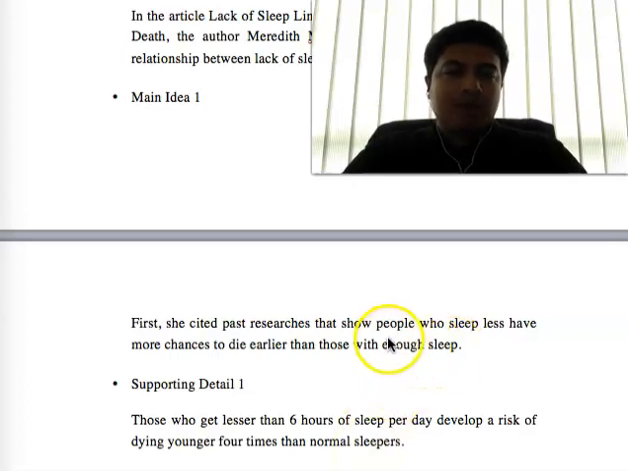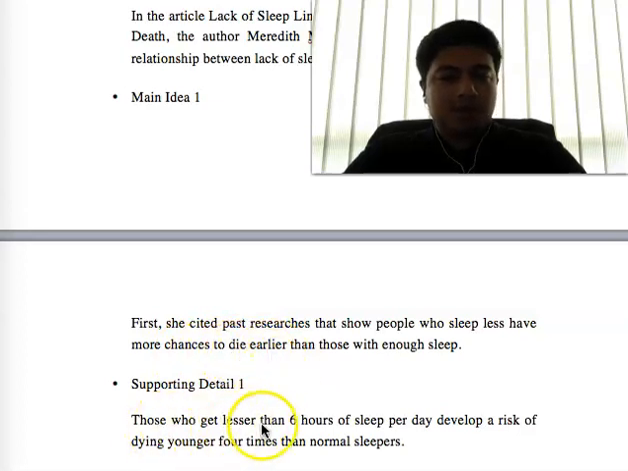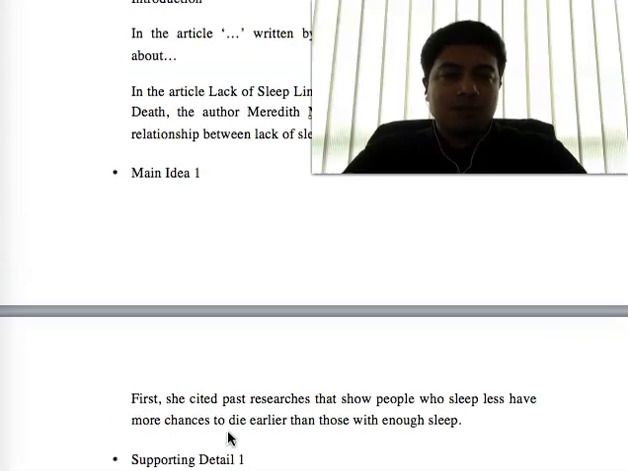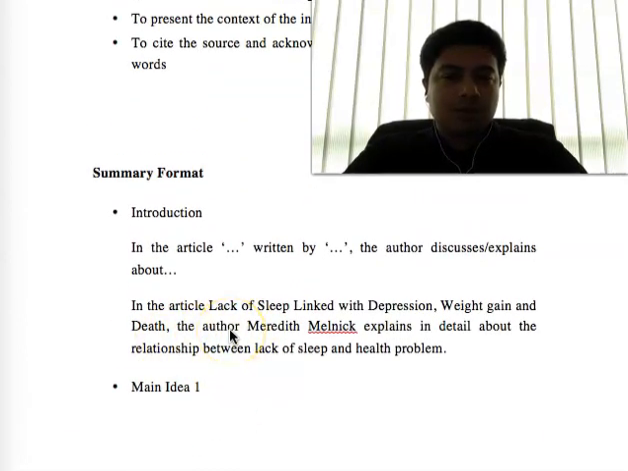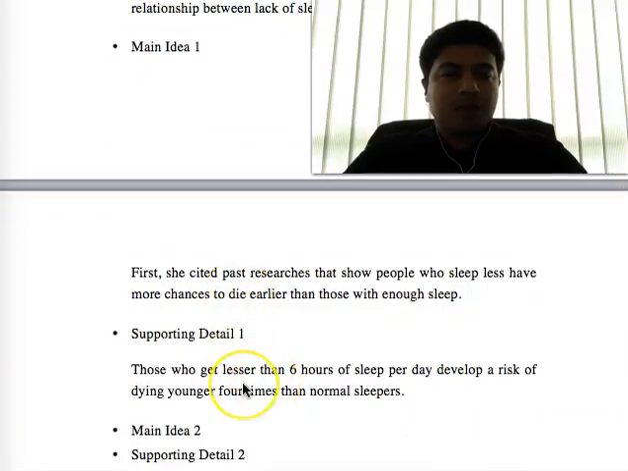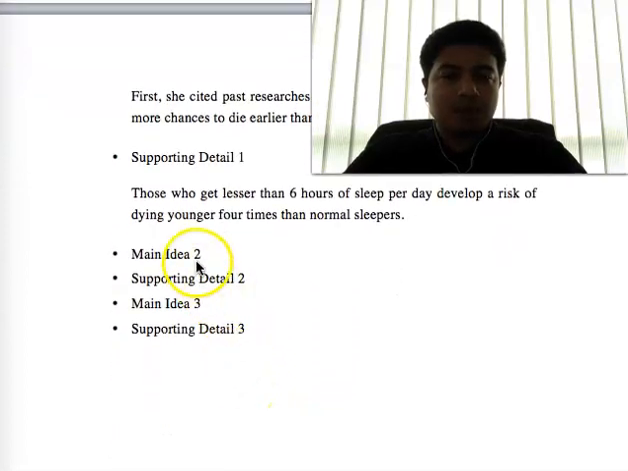So the main idea is people who sleep less have more chances to die earlier. This is because those who get less than 6 hours of sleep per day develop a risk of dying younger 4 times than normal people. So I have my main point, and then I explain the main point in one sentence, or you could also explain in 2 sentences, but you cannot make it long because you have to remember that this is a summary. Now I am done with my introduction. I have my first point and the explanation of the first point. Now I need to move on to my second point and its explanation.